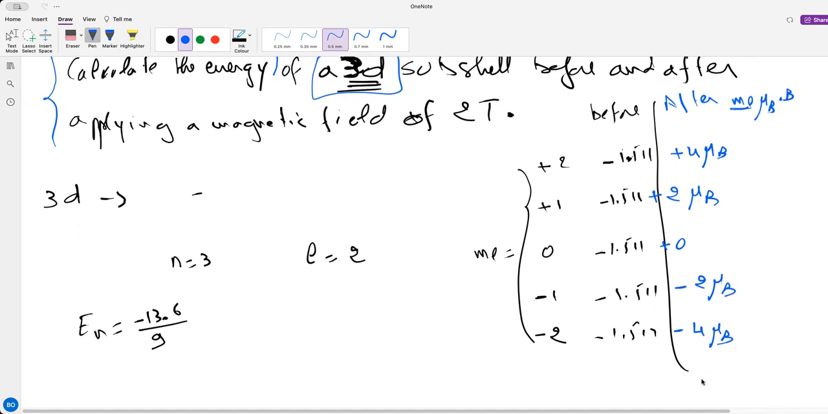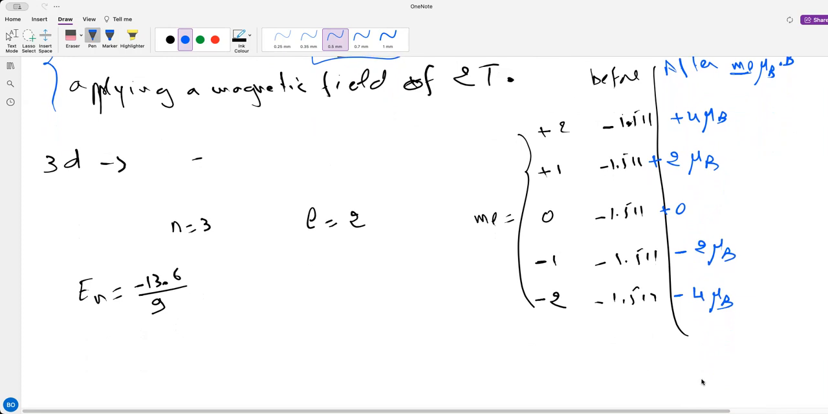Okay, is this clear? If you remember, originally we had one spectral line that corresponds to this energy of minus 1.511. But now we have a split into 5. And this split increases as a function of the magnetic field. So this is a way to remove degeneracy.